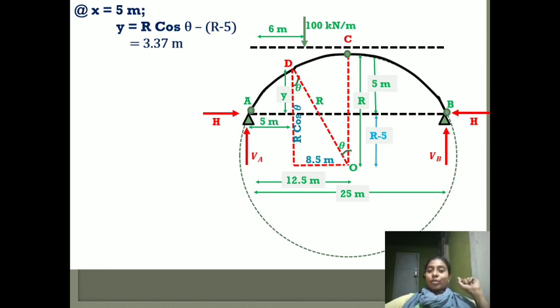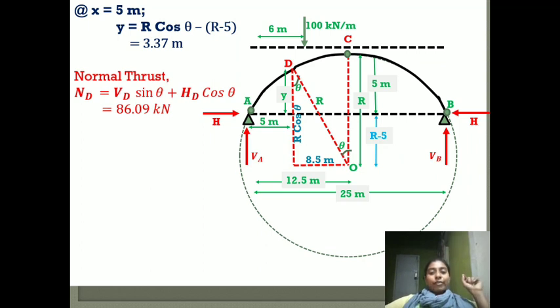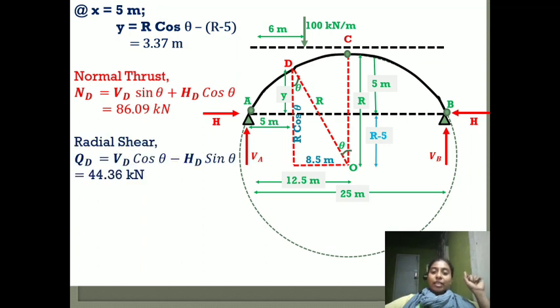Now at X is equal to 5 meter, find what is Y. So Y is equal to R cos theta minus (R minus 5). See, this distance is R minus 5. You can see here, R minus 5. So Y is equal to R cos theta minus (R minus 5). We get it as 3.37 meter. Now you apply the formula for normal thrust. We get the normal thrust as 86.09 kilonewton. And apply the formula for radial shear. We get radial shear as 44.36 kilonewton.